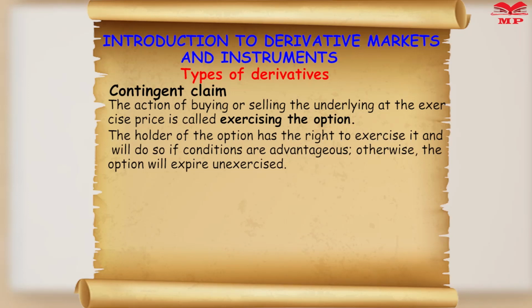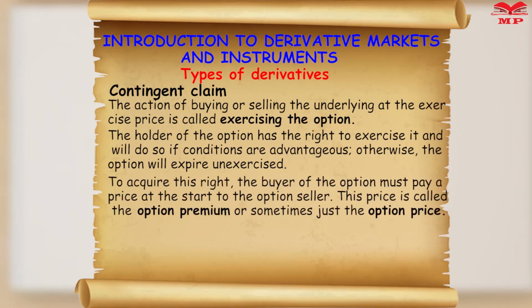To acquire the rights, how do you acquire these rights? To acquire the right, the buyer of the option must pay a price at the start of the contract. And this price is called what? The option price or the option premium, at the start of the contract.